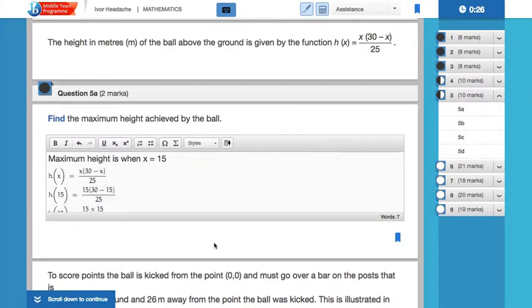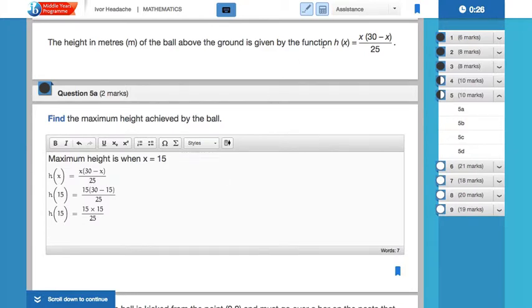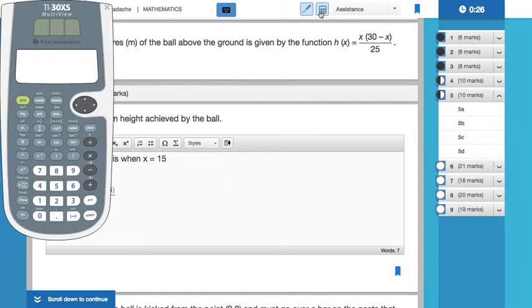Takes a bit of time to think about it. And then I'll just go down a bit. And then calculator. 15 times 15 is that, and that divided by 25 is 9. So the maximum height is 9.